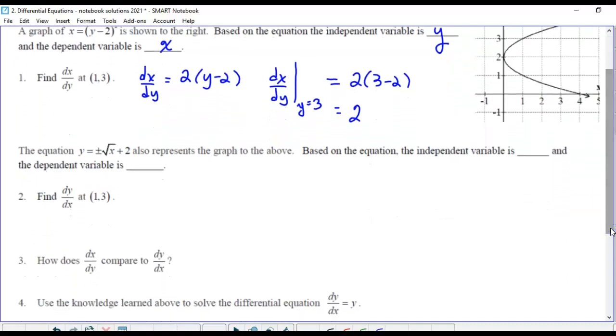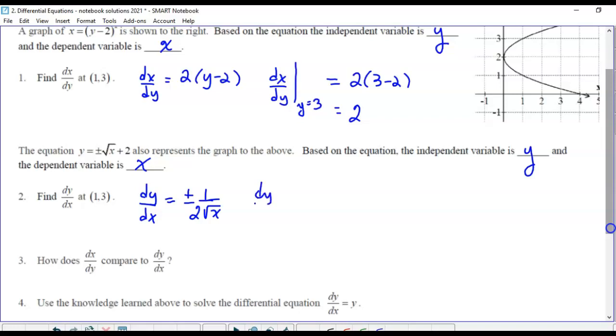Now, another way of showing that graph is y equals plus or minus the square root of (x plus 2). Based on this equation, the independent variable is x and the dependent is y, which is most commonly what we do. Okay, so now dy/dx would be plus or minus 1/2 times (x plus 2) to the negative 1/2, which is 1 over 2 root (x plus 2).